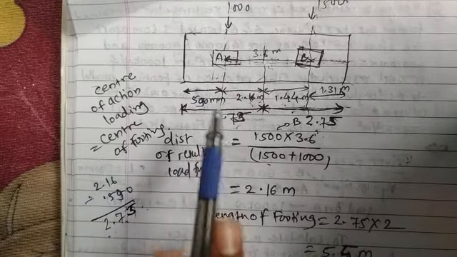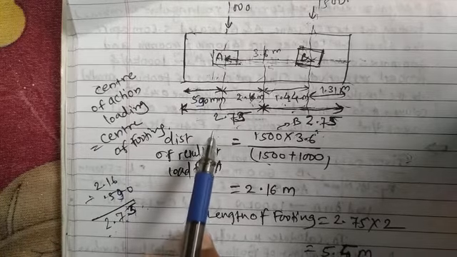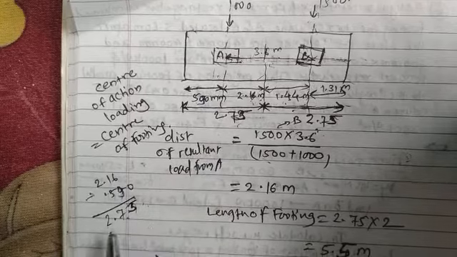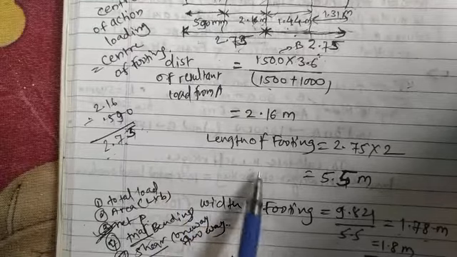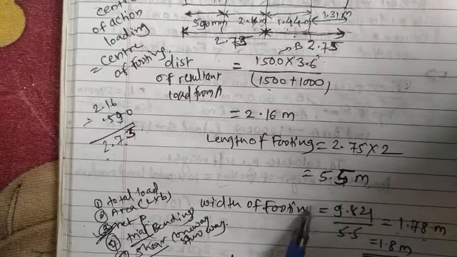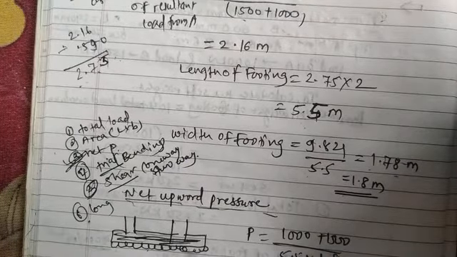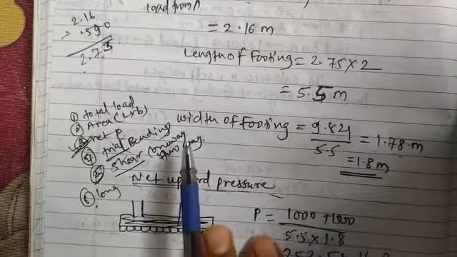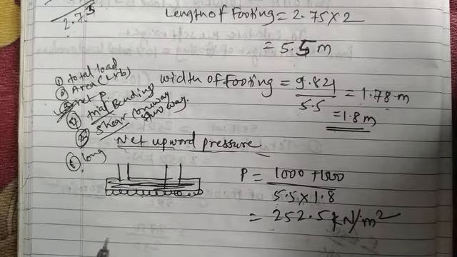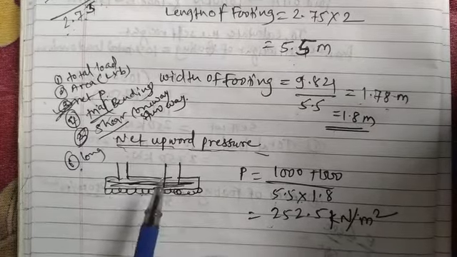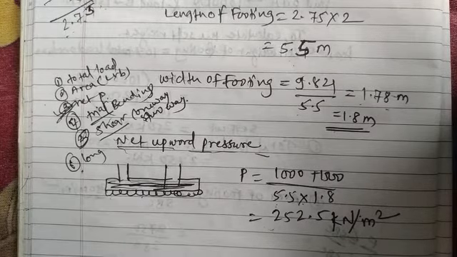So in order to fulfill this requirement, we have taken conditions. Then we have calculated the length of footing. It was 5.5 meter. After calculating the length, we have also calculated the width of footing, that was 1.8 meter. After that we have calculated net upward pressure. I'm just revising it because you will get some idea what we have learned till now in this numerical. Then we have found out the net upward pressure.